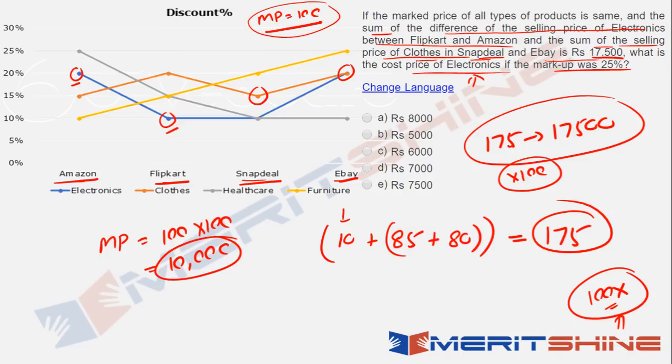So if it's asking about the cost price of electronics, markup was 25%, we can say cost price into 1.25 would be equal to this marked price. So what would be the cost price then? It's obvious that it will be 8,000 rupees. So the answer would be this, option A.